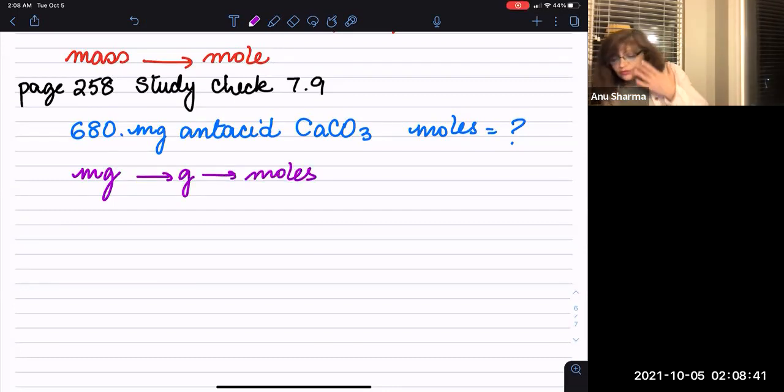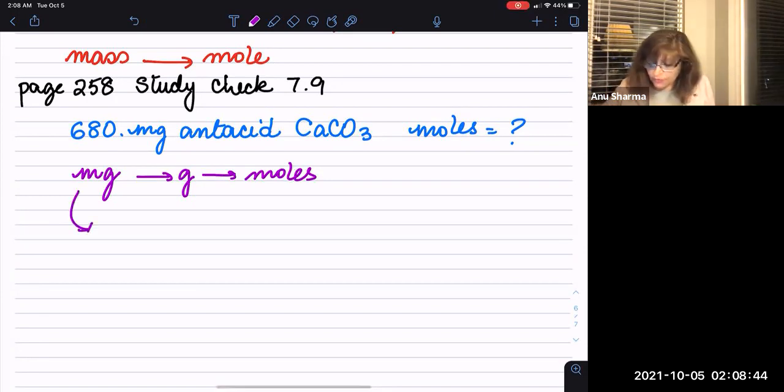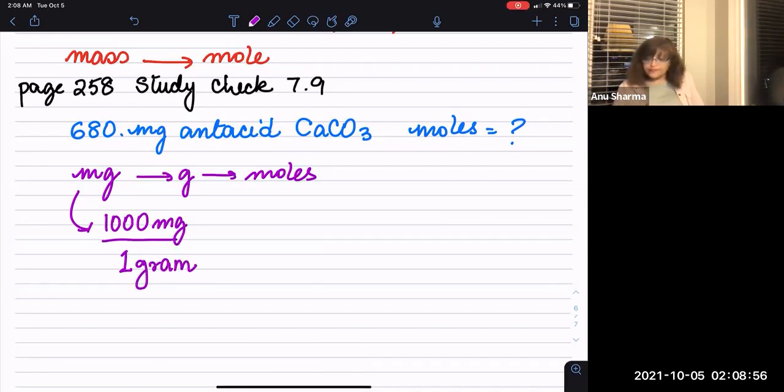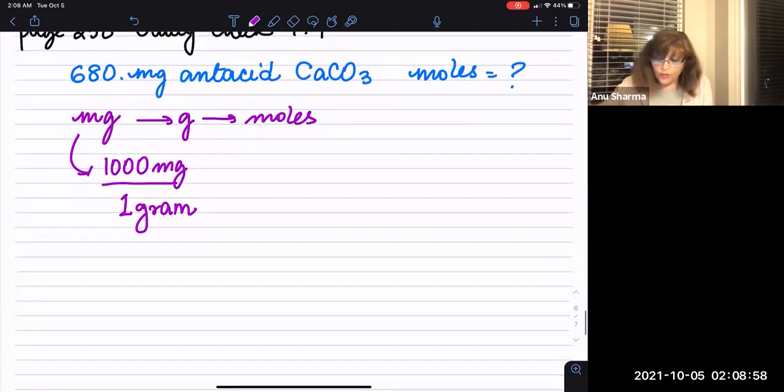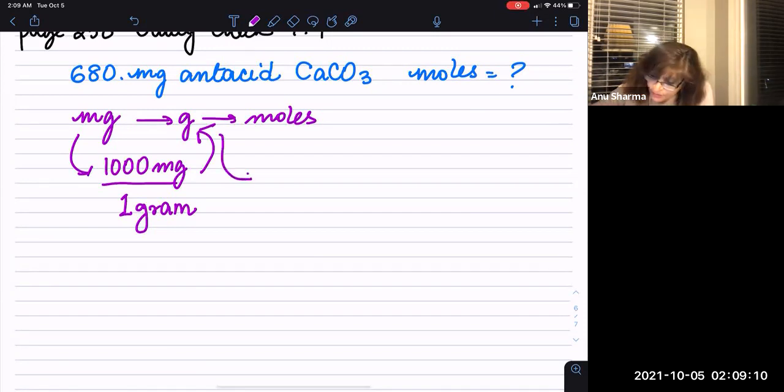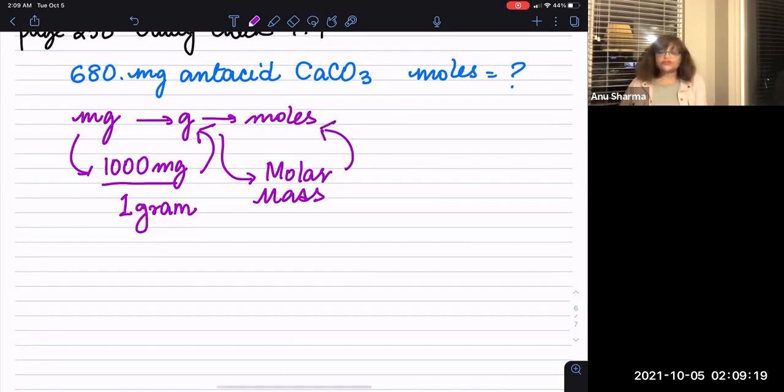So milligrams to grams: we know that 1,000 milligrams make 1 gram, or 1 gram over 1,000 milligrams. That takes care of the conversion from milligrams to grams. Next, taking the grams and converting to moles means you need to go through the molar mass, and that converts to moles. So let's do this first.